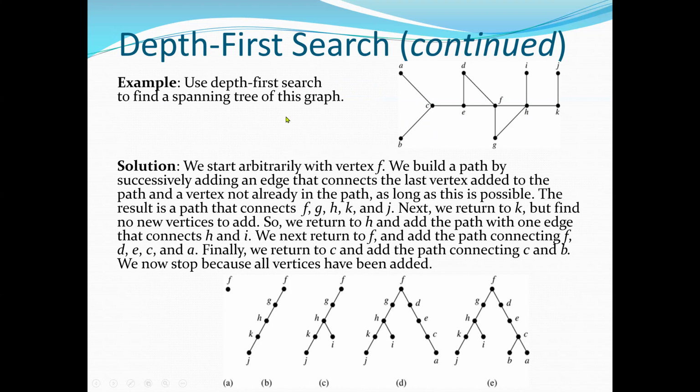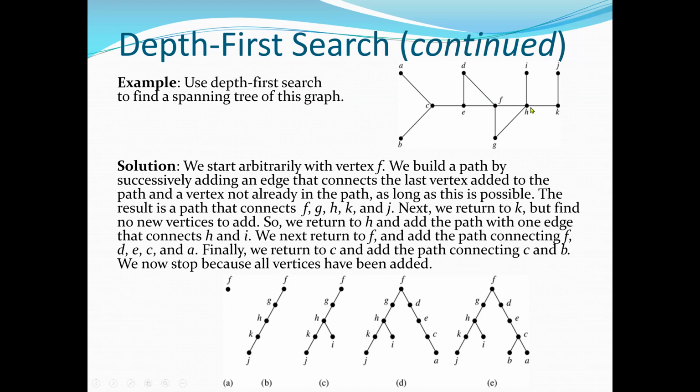Here you can see that we have, again, a graph, and we want to form a spanning tree. The question says, use depth first search to find a spanning tree of this graph. What the algorithm says is to take any vertex as the root. Then we go through all the paths. Let's say I take F, and I go through the path to G, then K, and then J. I can't go any more. So now I have to come back. I'll come back to K. There's no vertex that I didn't visit.